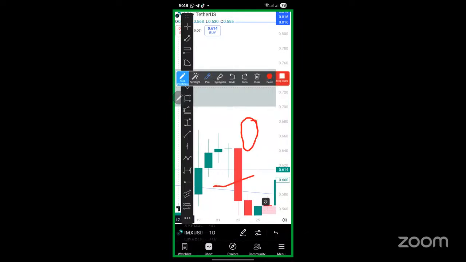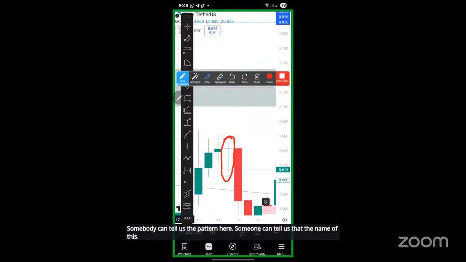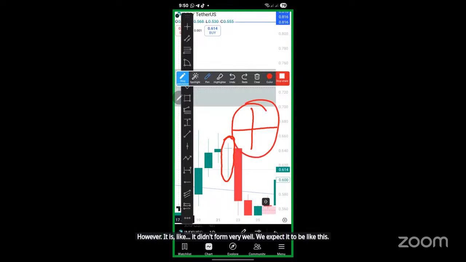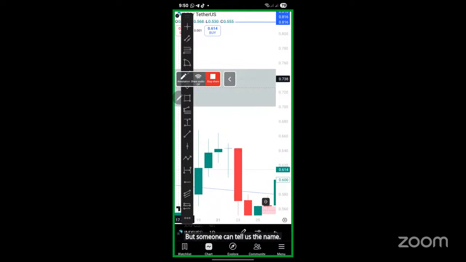We are making a recap. Somebody can tell us the pattern here. Somebody can tell us the name of this. However, it didn't form very well. We expect it to be like this, but somebody can tell us the name.